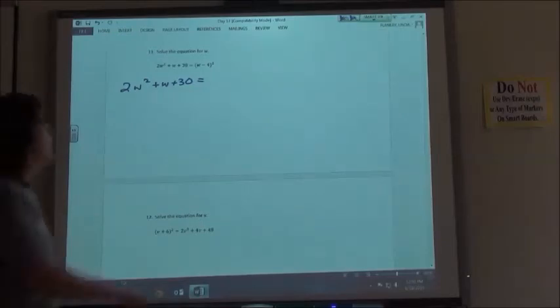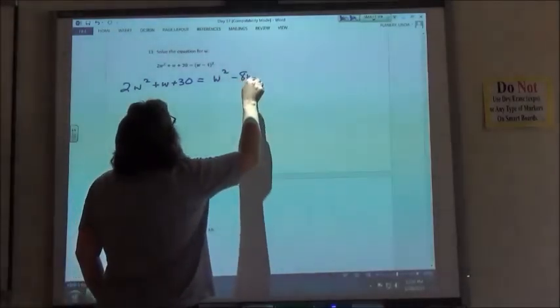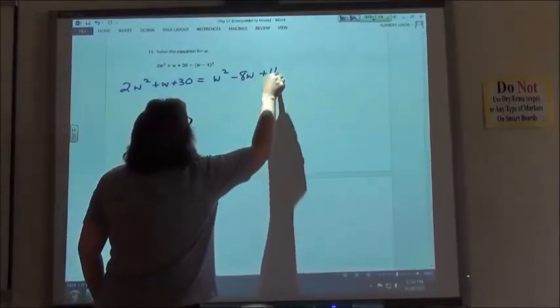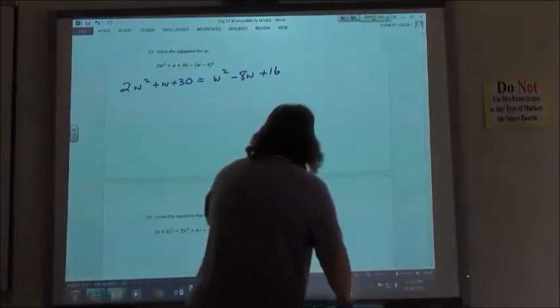W squared minus 8w plus 16, right? Square the first, 2 times the first times the last, and square the last. Or FOIL it out the long way.